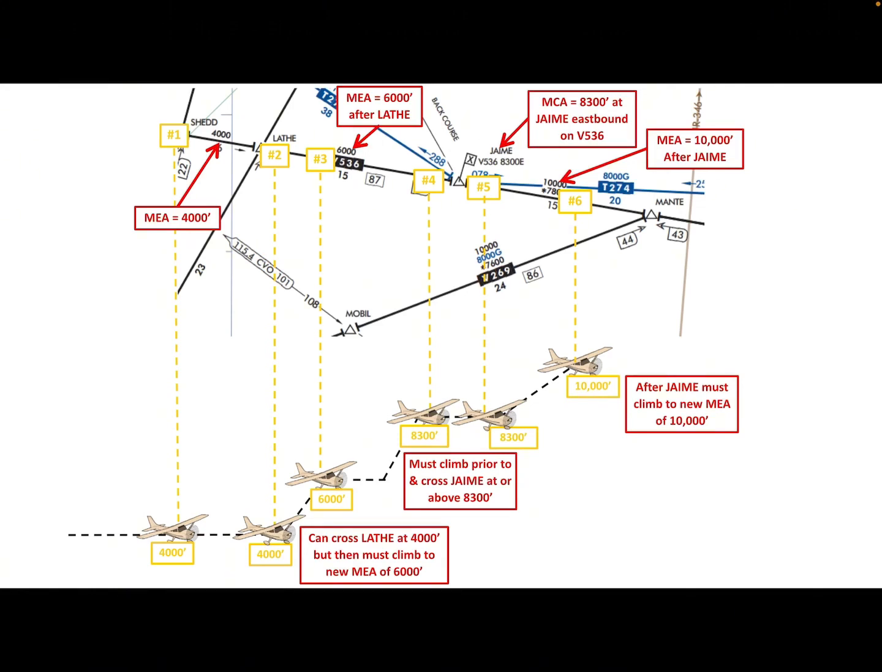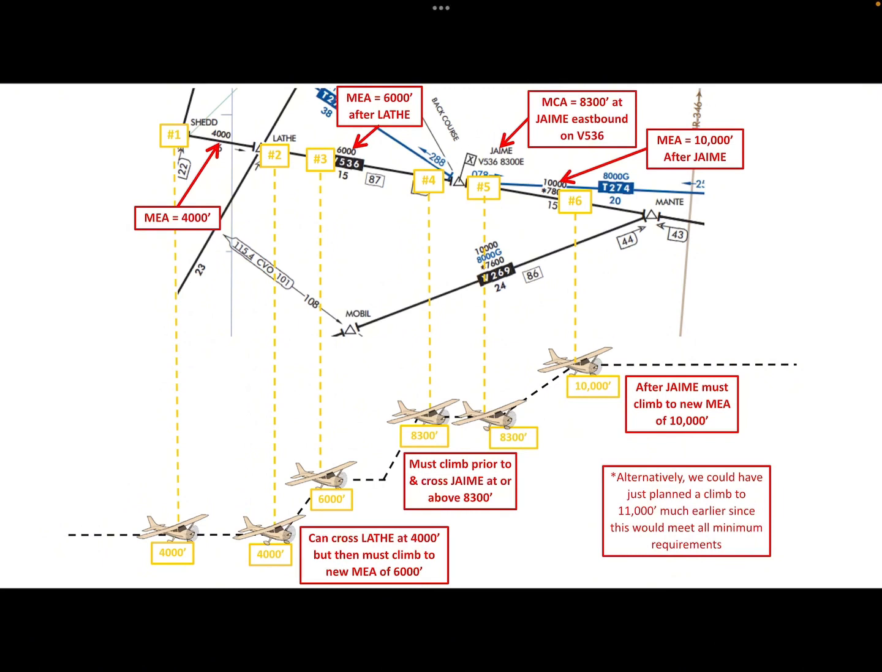And we would continue on through the Manti intersection. And again, there's a T in those lines around Manti, but we don't show here what the next MEA would be. There's no minimum crossing altitude there, so we can cross Manti at 10,000 feet. But as soon as we cross it, we would want to, again, climb to the next MEA, whatever that MEA is. We just can't see it here because it's cut off.